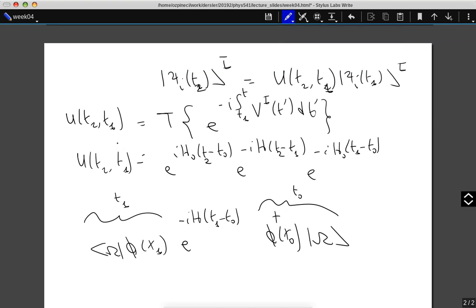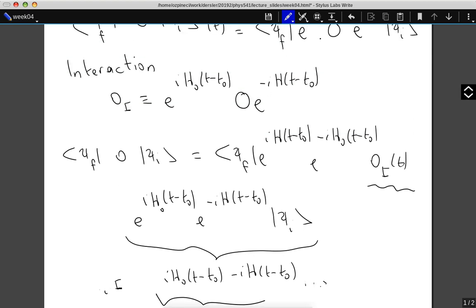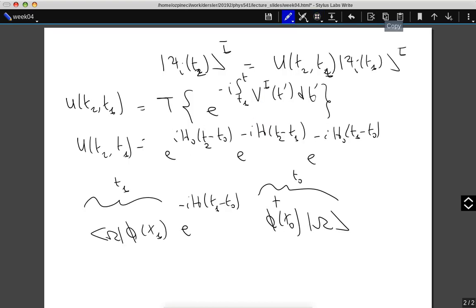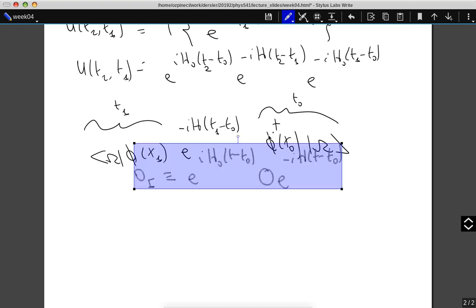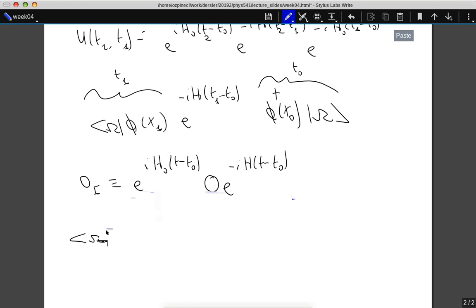Now, how do we do that? Well, we know the relation between the operators in the Schrödinger picture and the operators in the interaction picture. This is how they are related. So that matrix element I can write as, let's say, omega. If I invert this, any operator can be written as e to the power minus i H0 (t minus t0), O_I(t), e to the power i H (t minus t0).